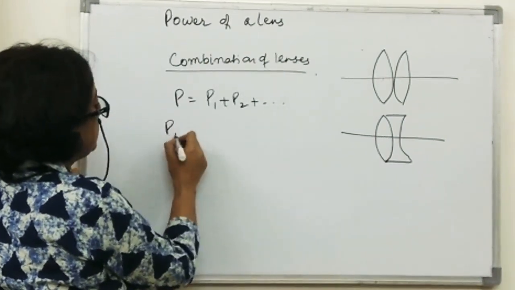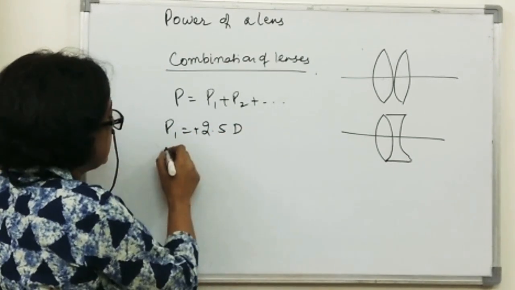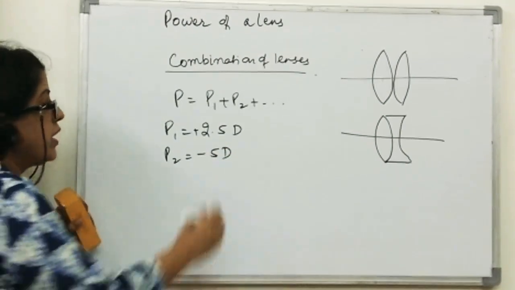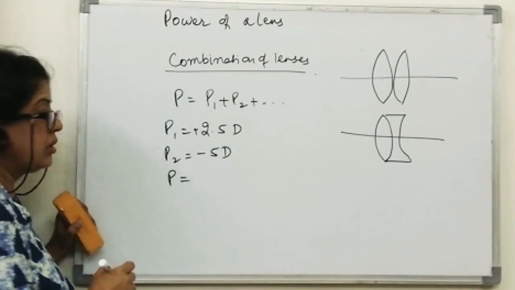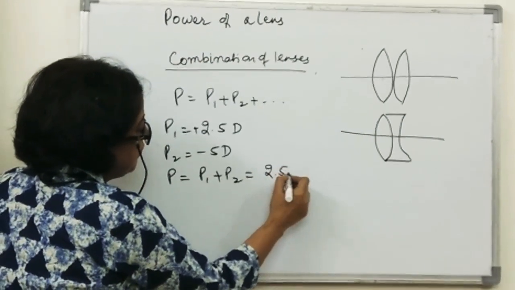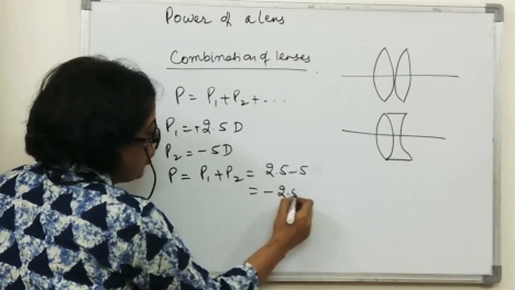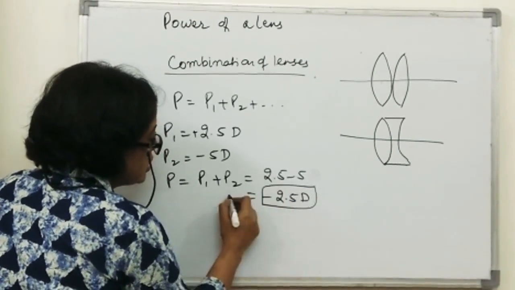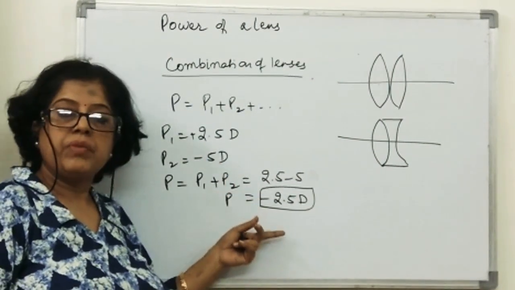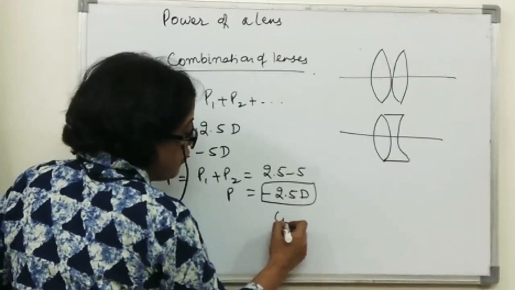Let's say that now P1 is 2.5 diopter, a convex lens, and the second one is a concave lens of minus 5 diopter. Fine. What will be the power of such a combination? So it will be P1 plus P2 simply, and it will be 2.5 minus 5 diopters, that will be minus 2.5 diopter. So your answer is the total power of the combination will be minus 2.5 diopters in this case. That means the combination will act as a single concave lens of power minus 2.5 diopter.